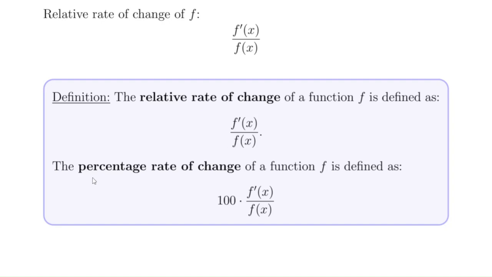Now, the percentage rate of change of a function is really just the same thing, only we multiply it by 100. So a lot of times our relative rate of change will be something like 0.073. And so if we take that number and multiply it by 100, we're going to get 7.3 or 7.3%. And that's the percentage rate of change of the function.